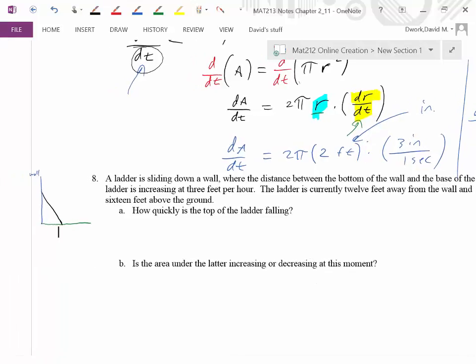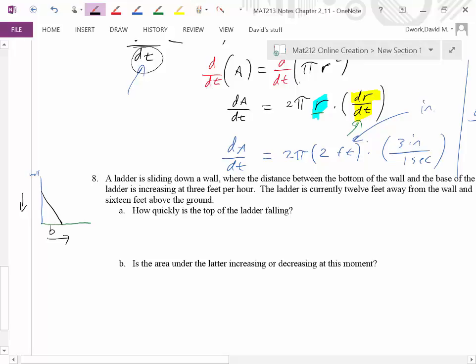How I like to think about this is, if that number is changing, if as the ladder slides those numbers are changing, it needs a variable. This ladder is sliding down the wall, so it's coming down this way, and the base of the ladder is going out that way. So the distance that the base of the ladder is from the corner of the wall is changing, so it's going to need a variable.